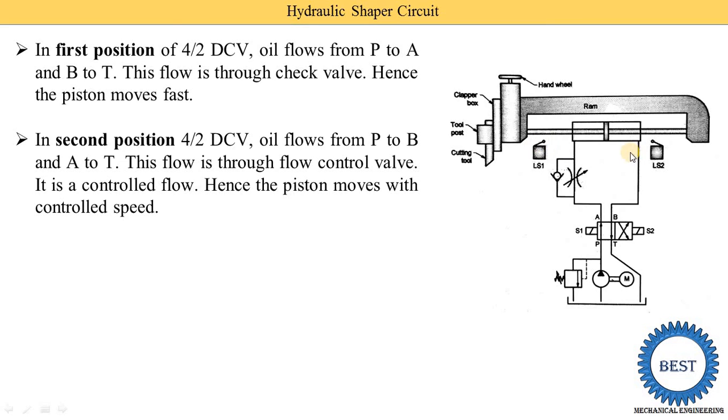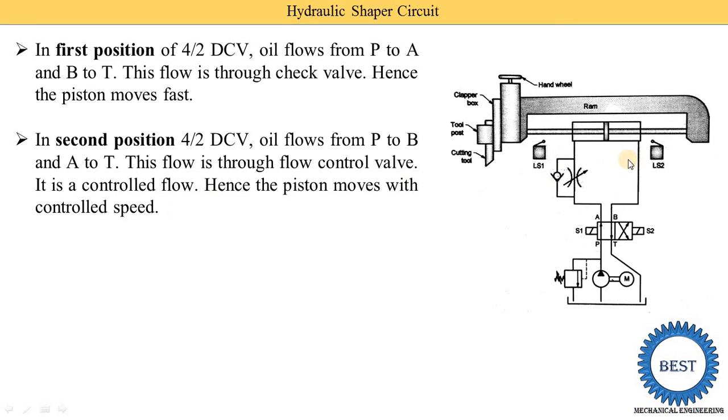Oil returning from the left side of the piston has two options, the check valve and the flow control, and we know that it is the meter out circuit for retraction. So this is the outlet for the retraction stroke. Here it is written that this flow is through the flow control valve, and it is the controlled flow. In a flow control we reduce the flow rate. That's why we are able to reduce the speed during the forward stroke. Hence the piston moves with controlled speed.